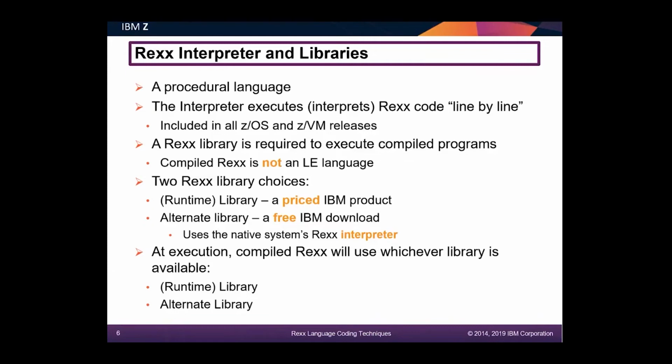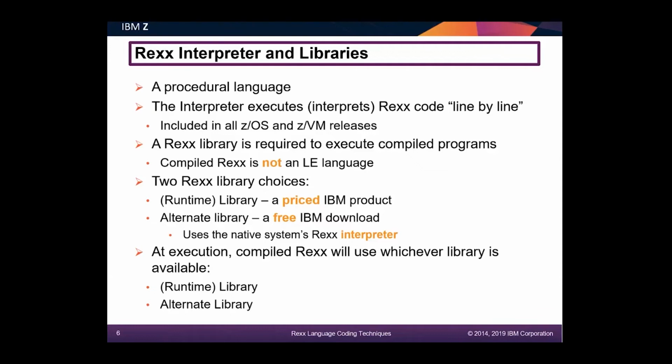And you might wonder, why would I pay for something that I can get for free? And the answer is, if you're using the free download, it's actually executing the code through the interpreter, so it's still being executed line by line. You're not getting the benefit of running object code or compiled code. At execution, though, Rexx will figure out what you have, whether you have the real runtime library or this free alternate library. You do not need to worry about configuring anything or telling the system which Rexx you're using. You just run your Rexx code and it will find the right library, or the interpreter if you're running the source code.